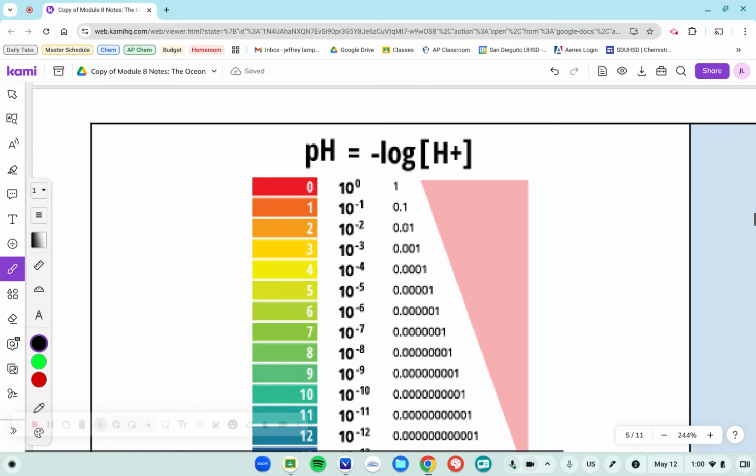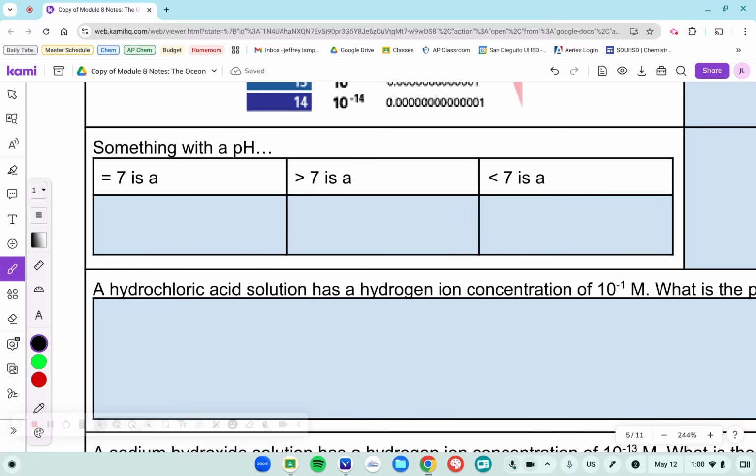So now I want you all just to fill in this chart. When pH is equal to 7, what is that? Acidic, basic, or neutral? When pH is greater than 7, what is that? Acidic, basic, or neutral? And lastly, when pH is less than 7, what is that? Acidic, basic, or neutral? Go ahead and fill that out, please.